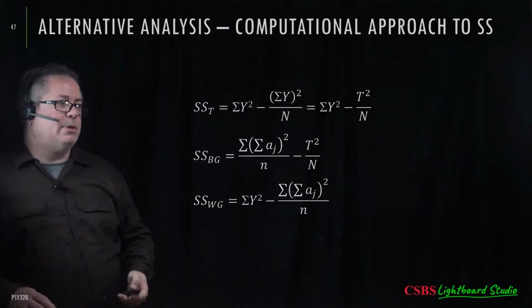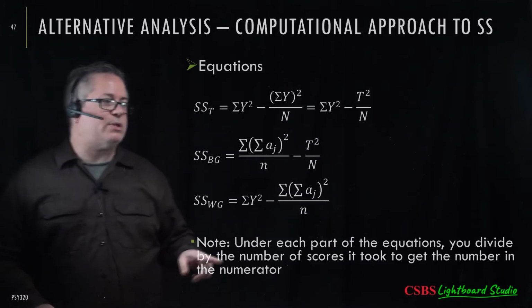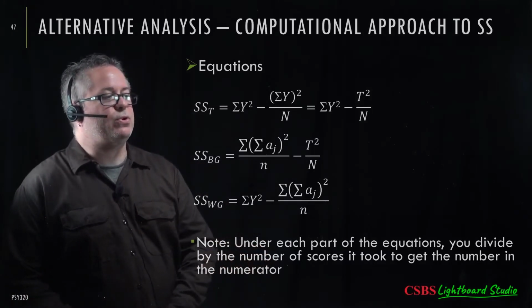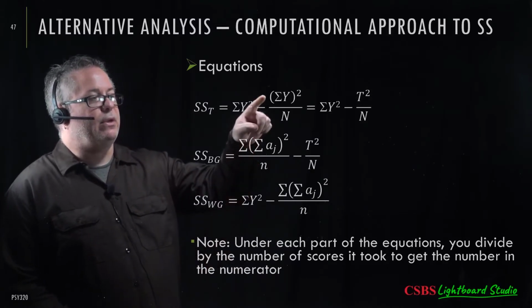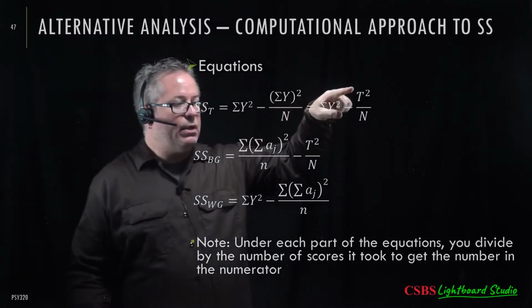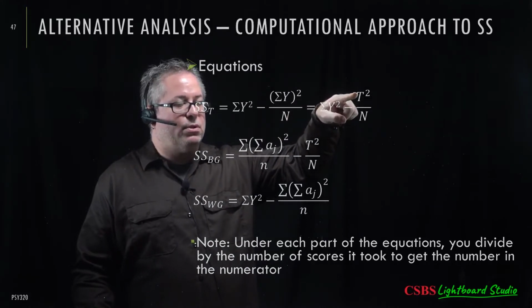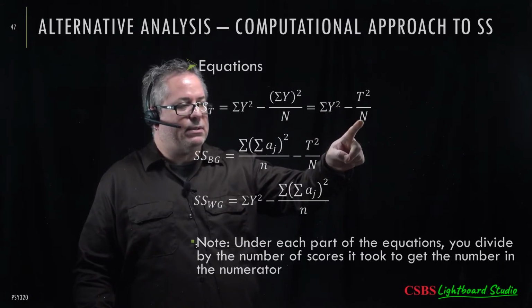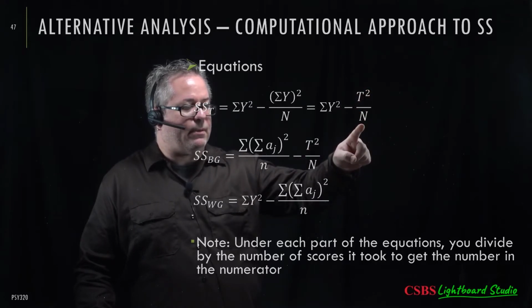Okay. So these are the equations. Now, one thing I want to note is that under each part of the equations, you divide by the number of scores it took to get the number in the numerator. So, like here, if I'm summing everything up to get a total, that means I summed up capital N things. So that's why I'm dividing T squared over capital N.